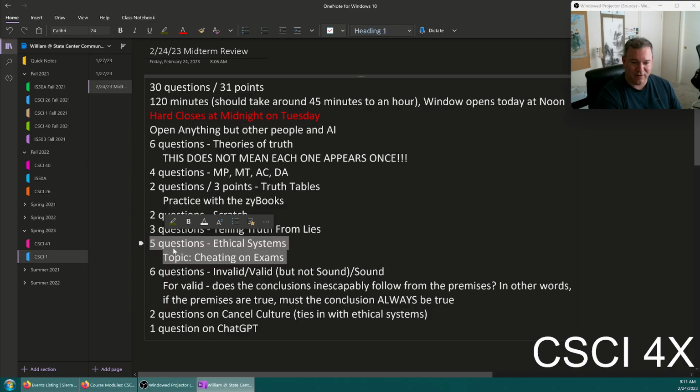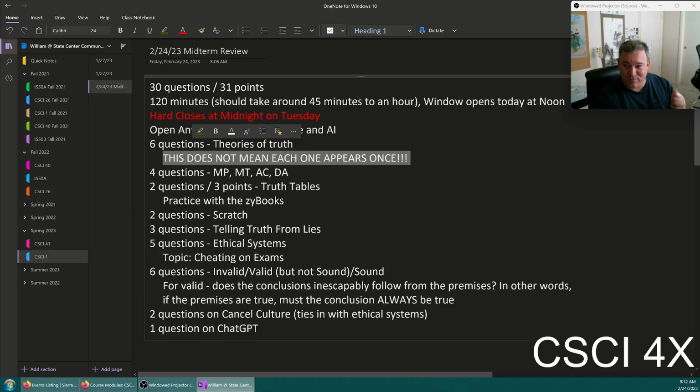Ethical systems. So again, there are 5 ethical systems we talk about: divine command theory, Kantian ethics, moral hedonism, virtue ethics, and natural rights theory. 5 questions, 5 ethical theories. Again, that does not mean each one appears once. Don't be fooled. Students are always like, well, divine command theory hasn't appeared yet, so even though this is clearly utilitarianism, I'm going to pick divine command. No, don't do that.